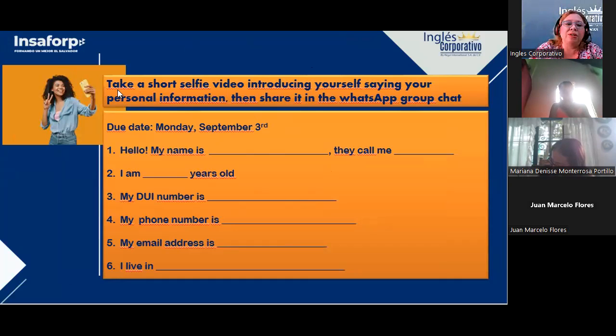So, the instructions. Take a short selfie video introducing yourself, saying your personal information. Then, share it in the WhatsApp group chat, okay? ¿Qué quiere decir esto? Tómese un video usted solito, ¿verdad? Y ahí usted va a presentarse diciendo su información personal y luego va a mandar ese video en el grupo de WhatsApp, ¿ok? La fecha de entrega es October the 3rd, puse September, pero es October the 3rd, es el lunes, ¿ok?